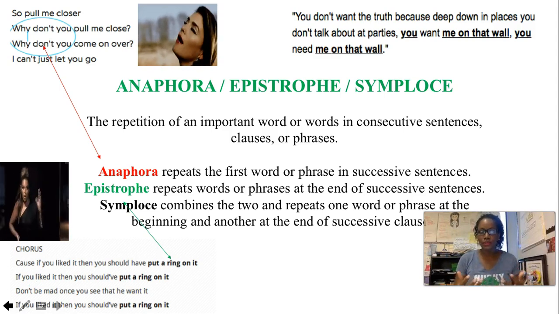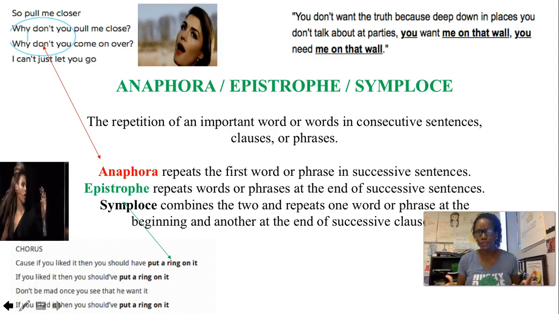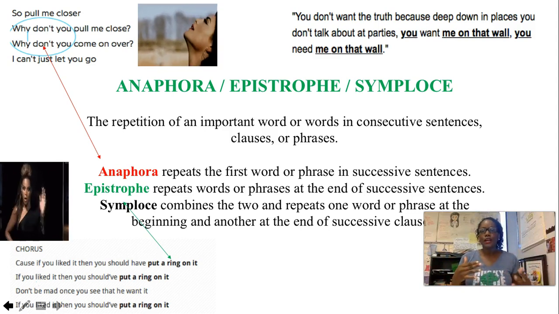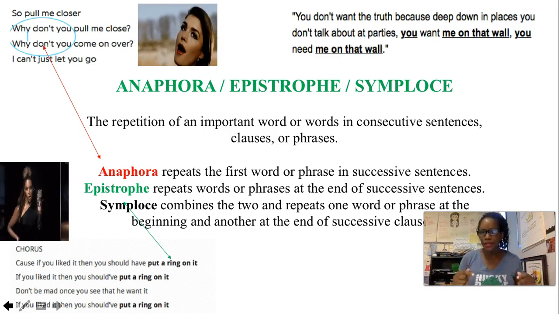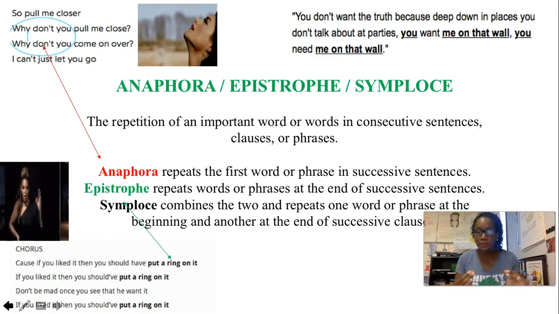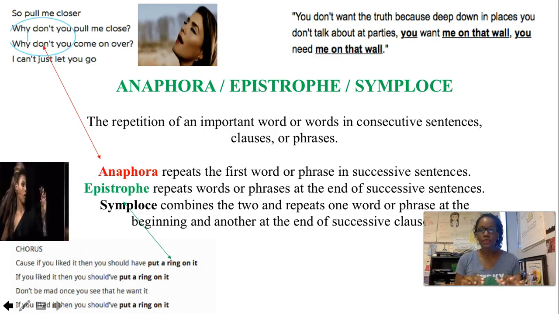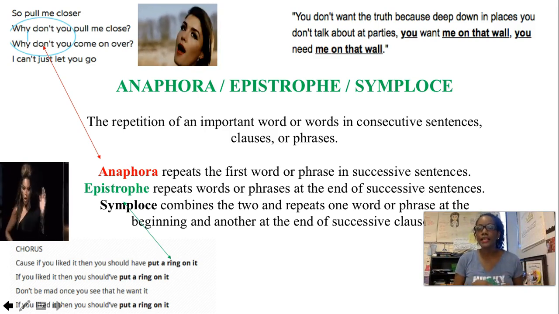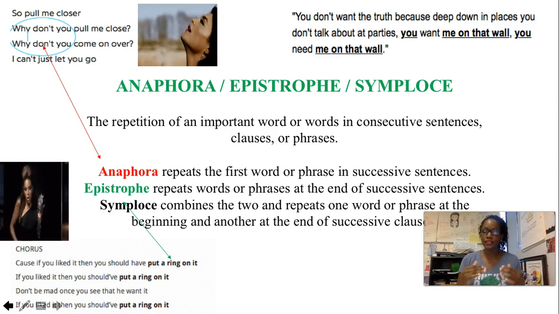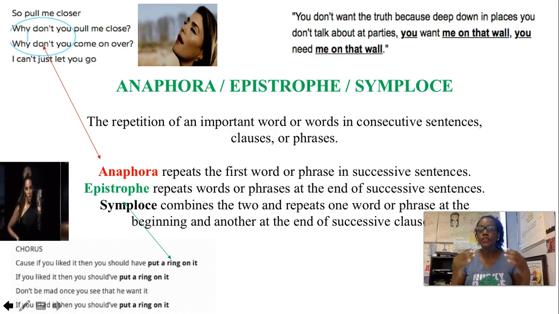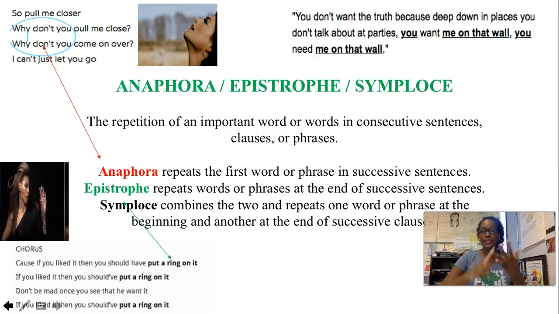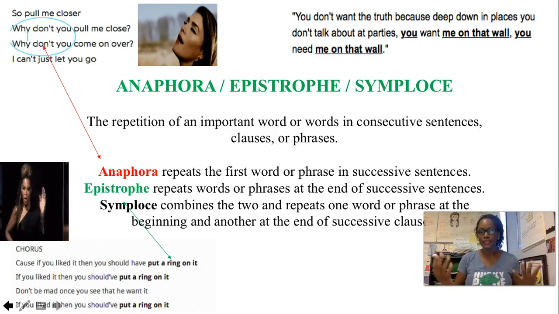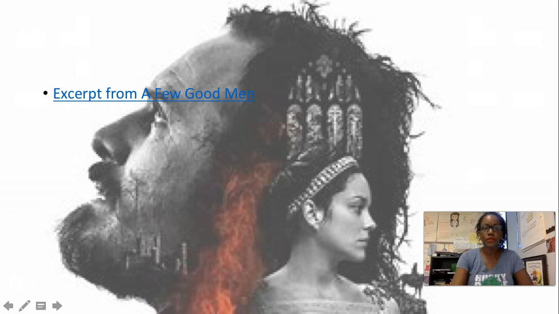We have Jack Nicholson, who's in the hot seat, and he says, "You don't want the truth because deep down in places you don't talk about at parties, you want me on that wall. You need me on that wall." So there's a little bit of a change, not that much. We see it at the beginning, "you," and then it says "me on that wall." And then again, the next phrase, "you need me on that wall." And so when you juxtapose those, you see "want" and "need." Those are different in the text. Let's hear what it sounds like, so you can hear perhaps the effect that it might have.